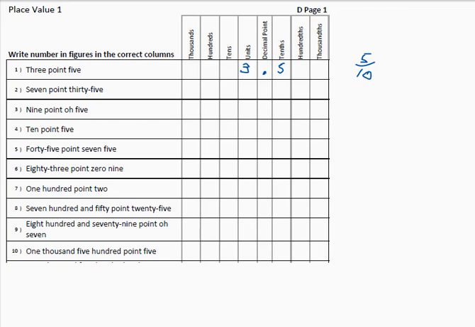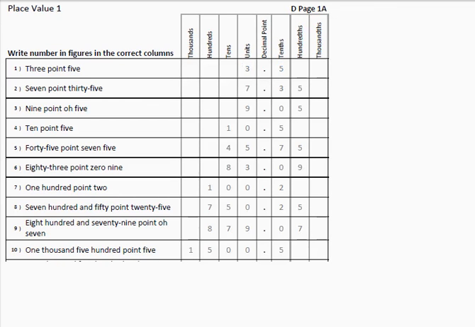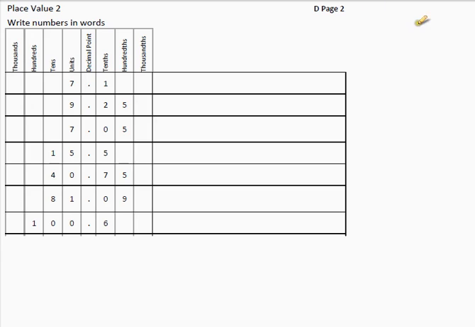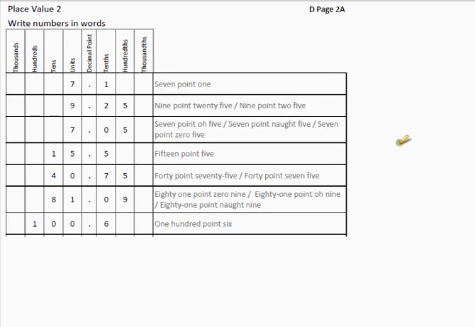Pause the video to do that. Now we're moving to the answers. There's your answers. Please pause the video and check them. Okay, to the next page now. Just the other way around. Can you write down the numbers in words? Okay, pause the video to do that. We move on to the answers.